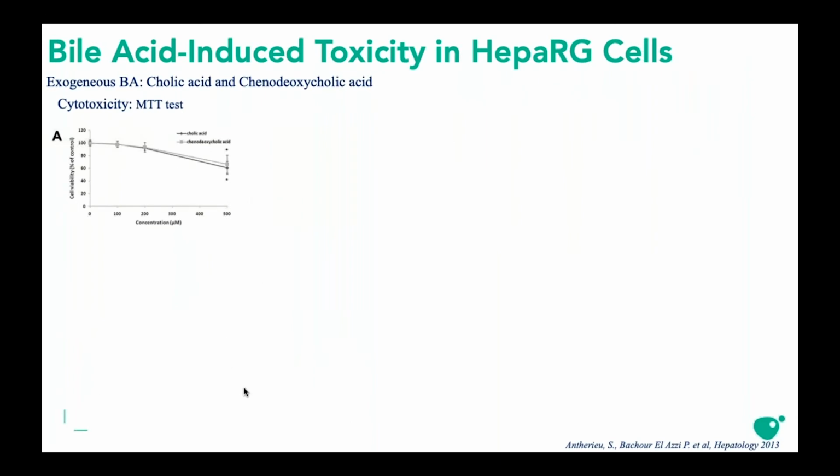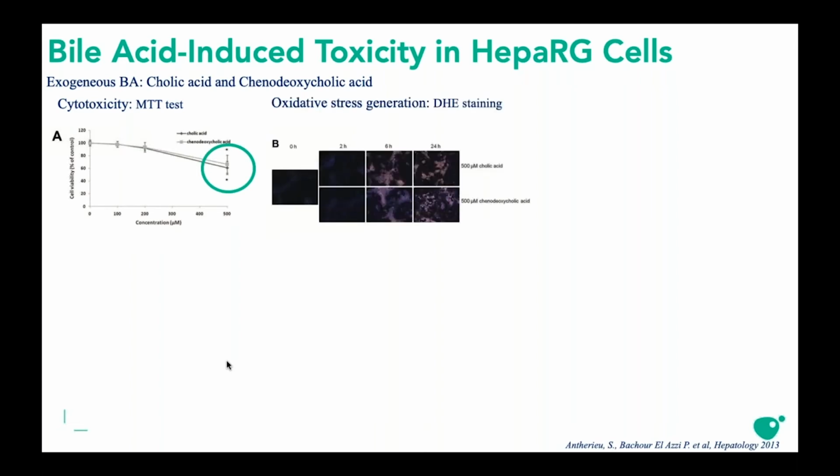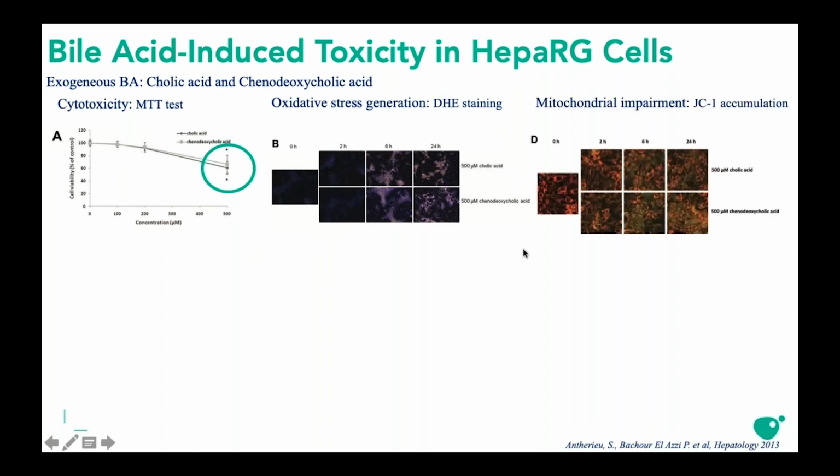Then we compared this cholestasis to cholestasis induced by bile acid overload. So HepaRG cells were incubated with 2 primary bile acids, cholic and chenodeoxycholic acids. Cytotoxicity was only observed at high concentrations of bile acids. ROS generation was detected in hepatocyte-like cells starting at 6 hours of exposure to bile acids. Importantly, no alteration of the mitochondrial membrane potential was observed before 6-hour exposure to bile acids.